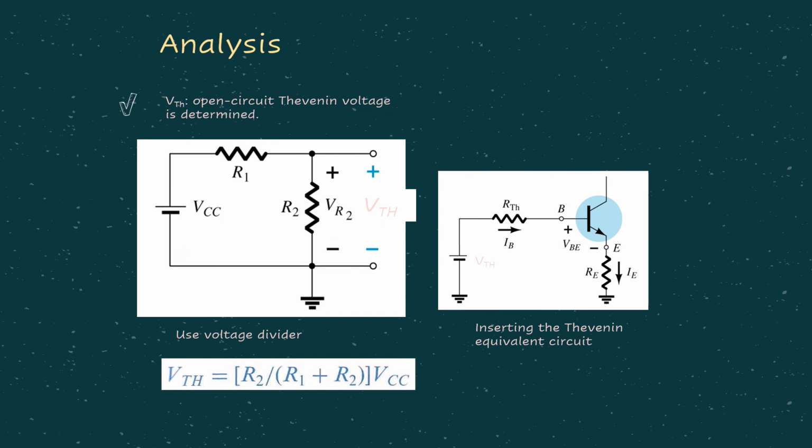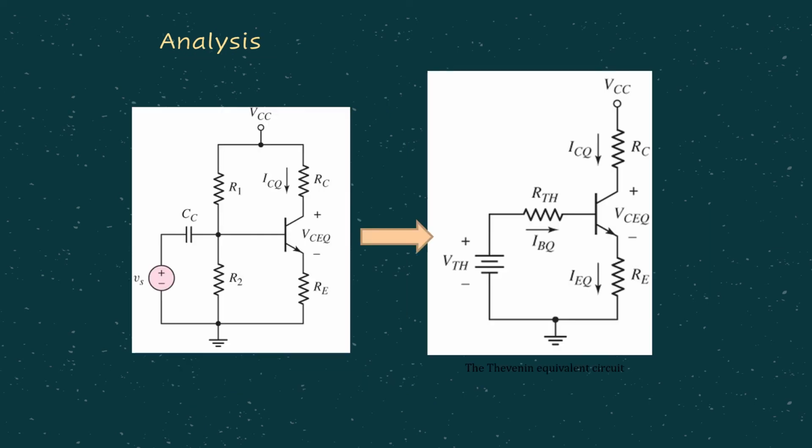Still on the Thevenin equivalent circuit, now we have to determine the value of VTH, the Thevenin voltage. In this particular case, VTH is the voltage across R2, and we can use the voltage divider here. VTH equals R2 over R1 plus R2 times VCC. Once we have RTH and VTH, we can substitute them accordingly for the input side of the voltage divider biasing circuit, and the rest of the components will just remain the same. Instead of having R1 and R2 like this, we simplify it to the Thevenin equivalent circuit.